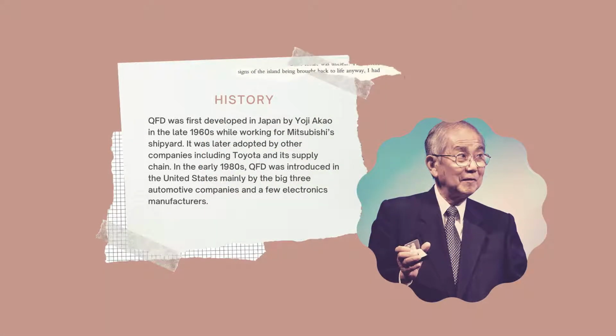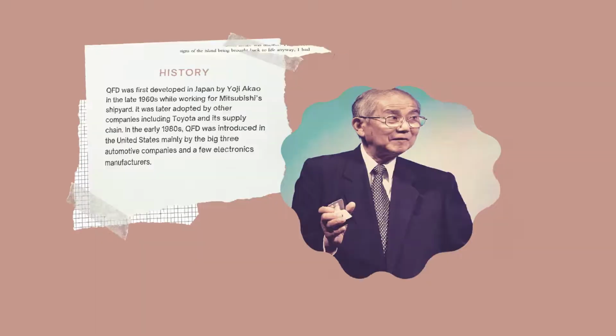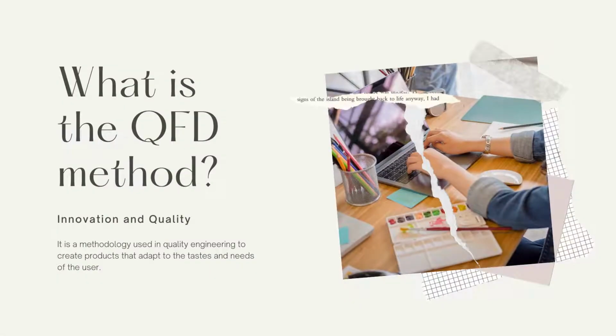QFD was first developed in Japan by Yogi Akao in the late 1960s, and this method was introduced in the United States mainly by the big three automotive companies and a few electronic manufacturers. But what is the QFD method? The QFD has the objective of creating or improving products to adapt to the taste and needs of the user. It means that we can know what characteristics we should add to our product or service.